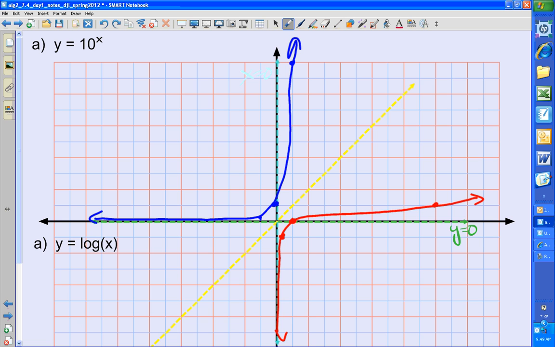No, these are parent graphs. Oh, if you have a translation vector and you find the inverse of that, yes, it's still going to have the same y equals x mirror. Okay.